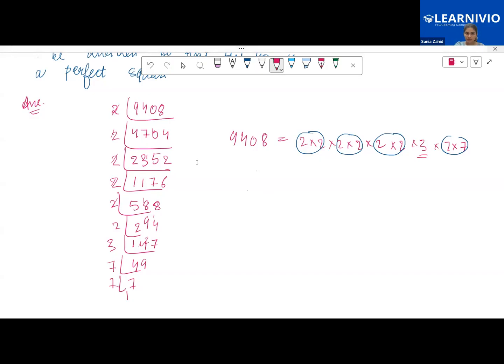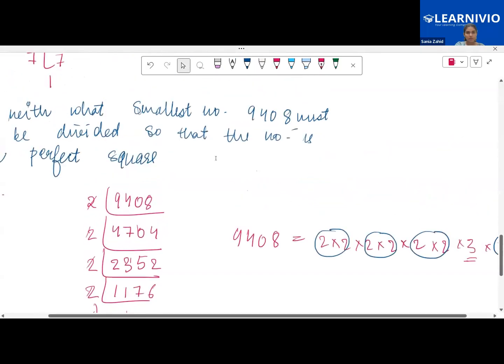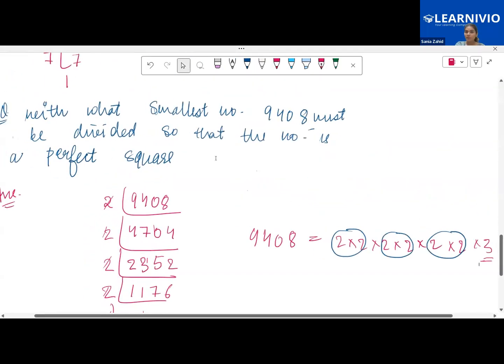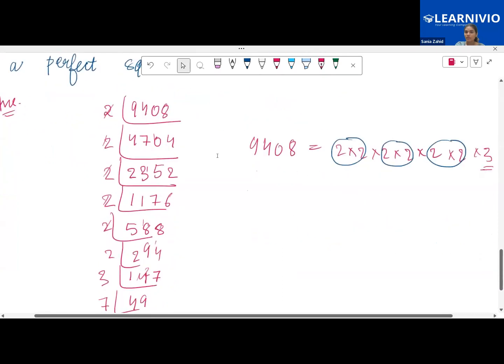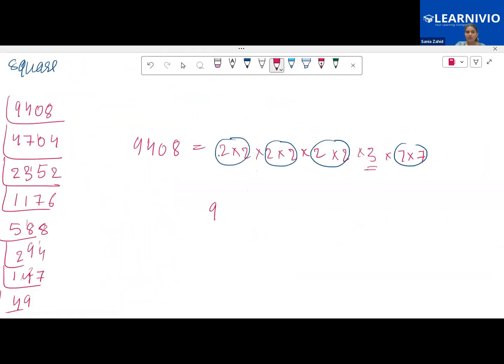Yes, ma'am. Very good. So here the question is, what are they asking you? With what number must you divide? So what are you going to divide with? You're going to divide it by 3. So 9408, you divide it by 3. You get 3136. So 3136 is the nearest number which is the perfect square. All right.